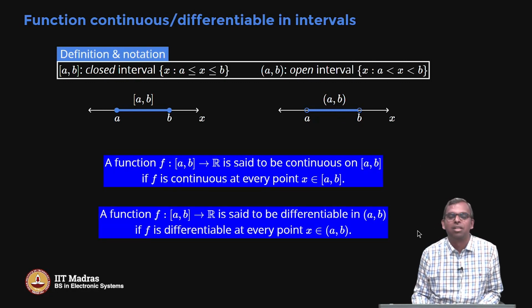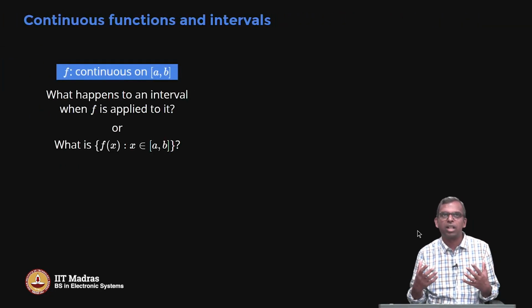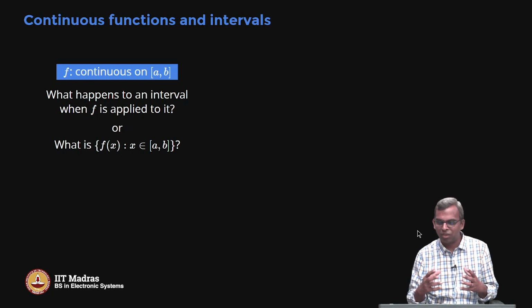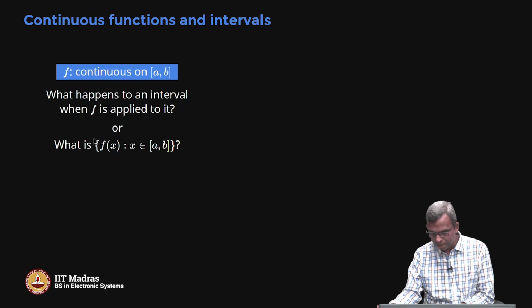Okay, so a function is continuous and differentiable in an interval. What can we say about it? Okay, so let's just think about continuous functions and intervals. So here is a nice picture, a simple question that I want to ask. Let's say f is continuous on an interval a comma b. What happens to an interval when f is applied to it? So we've been looking at x belonging to this interval a comma b. If I look at this collection, the set of all f of x such that x is in a comma b, how will this look? Okay, so let me show you an example.